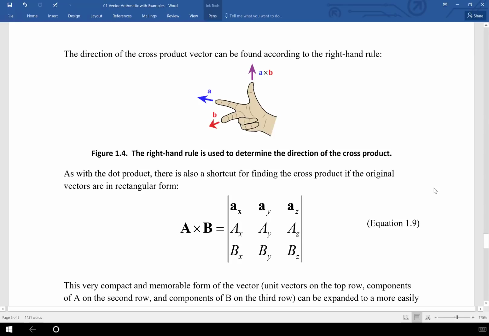As with the dot product, there's also a shortcut version because sometimes these are going to get to be pretty complicated. This shortcut is very nice because it allows us to take any vector. We don't need to think about what are the directions or what's the sine of theta.